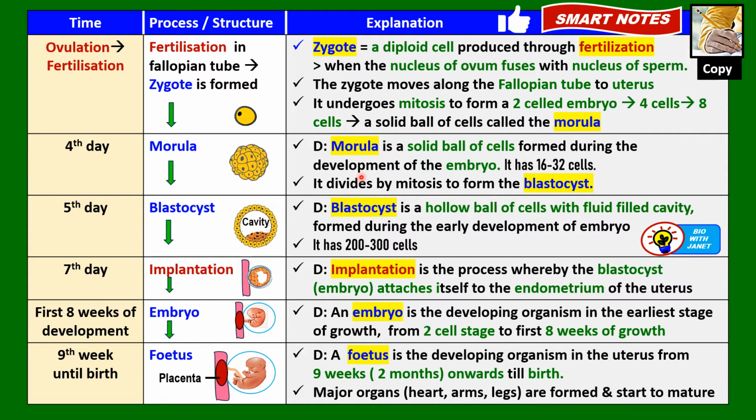So the morula, which is a stage in the development of the embryo, consists of many cells. It's a solid ball of cells without any hollow center, and it has 16 to 32 cells. From 16 cells it can divide to form 32 cells. It's still called morula. Then it continues to divide by mitosis, and as it grows it will form a hollow center, so that will become a blastocyst.